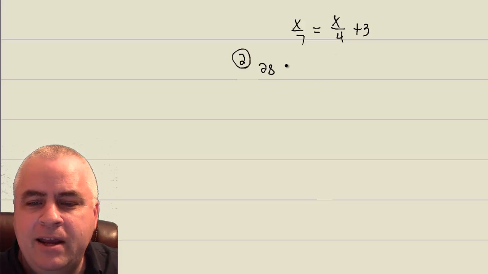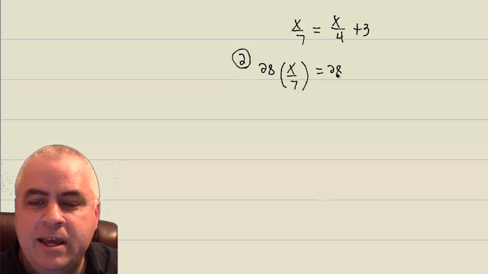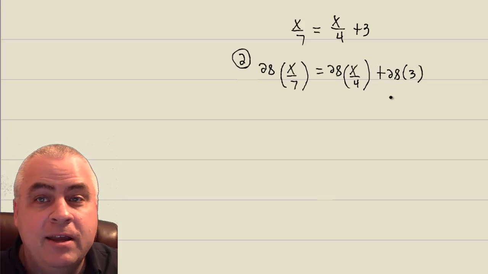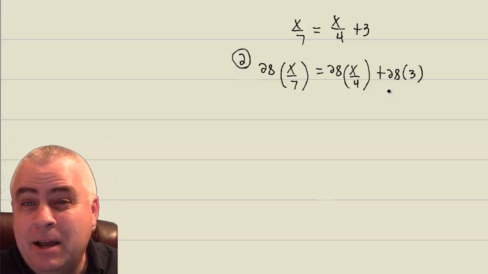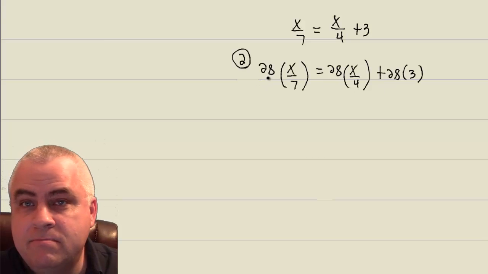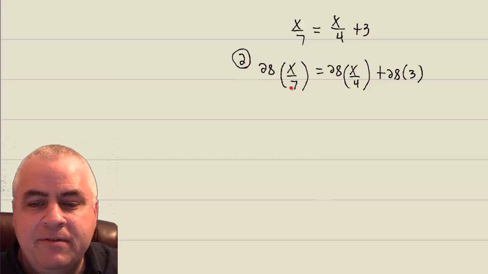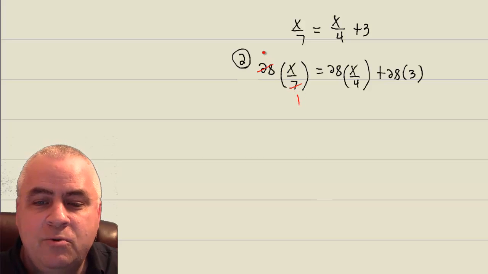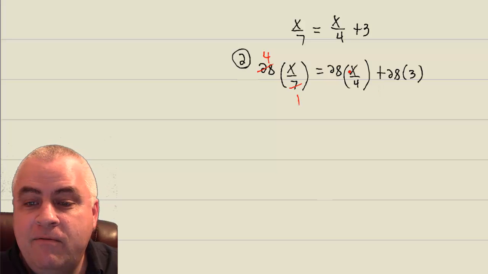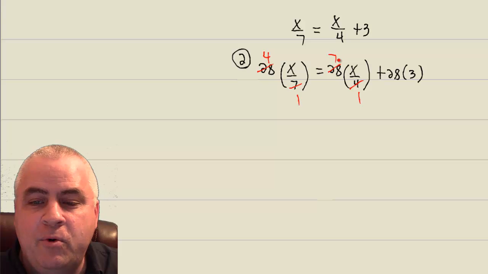So we'll take 28 times x over 7. We'll take 28 times x over 4. And we'll take 28 times 3. When I say multiply by everything, I'm talking about what's separated by pluses, minuses, and equals, or terms. So the 28 and 7 are both divisible by 7. 7 divided by 7 is 1. 28 divided by 7 is 4. 4 and 28 are both divisible by 4. 4 divided by 4 is 1. 28 divided by 4 is 7.